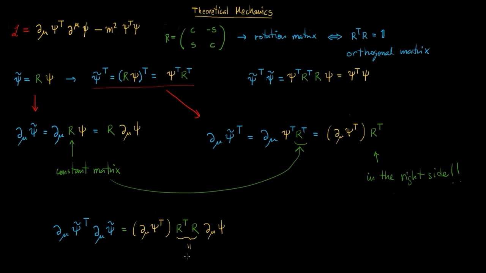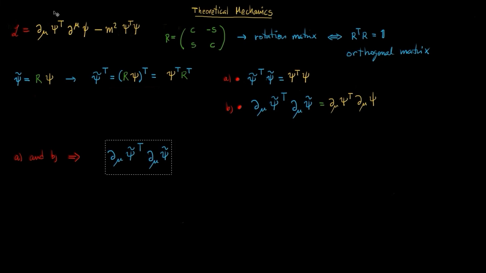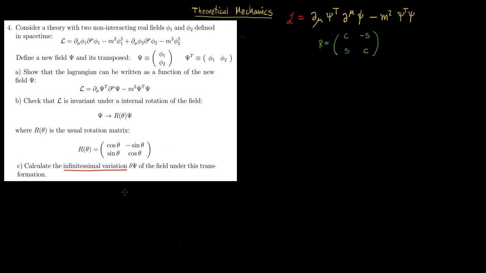We get the identity. Therefore, we recover the original kinetic term. So A and B implies that the transformed Lagrangian is just the original Lagrangian. So this is a symmetry. Notice that there is no need to use the symmetry test condition because we are dealing with a finite transformation that leaves the Lagrangian invariant.